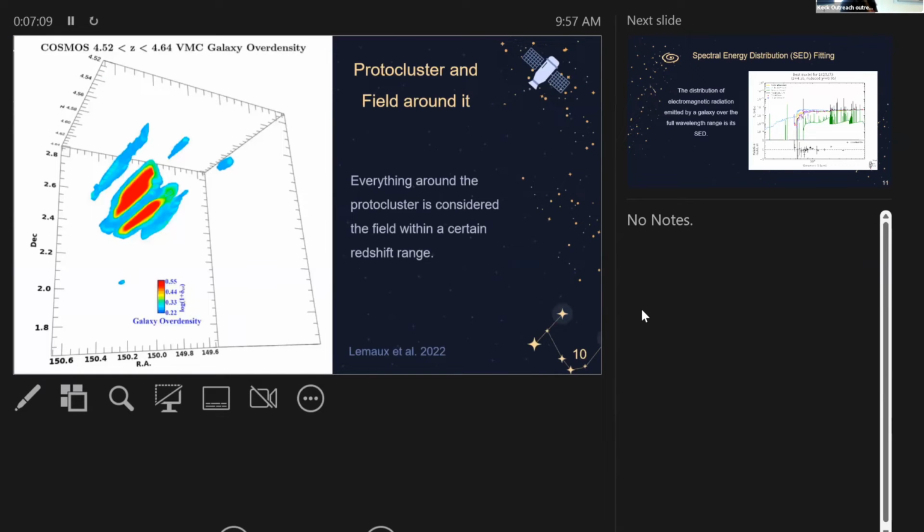So just to remind you again, this is the protocluster that I'm talking about. This is what it looks like. All the galaxies inside this structure are the protocluster galaxies, and the galaxies around it are the field galaxies within a certain redshift range that we decided.